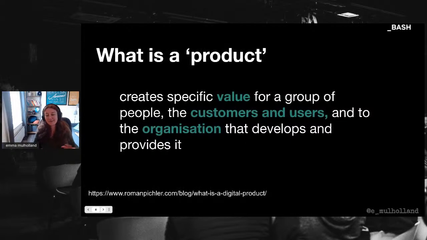Let's just start with the basics. What exactly is a product? A product creates specific value for a group of people, customers and users, and the organization that develops and provides it. This is the definition from Roman Pichler. Highly recommend him just as a guru person to go and look up around product theory in general. But the two key terms that I take away from this that drives pretty much everything in product management is the concept of value and the concept of your user.